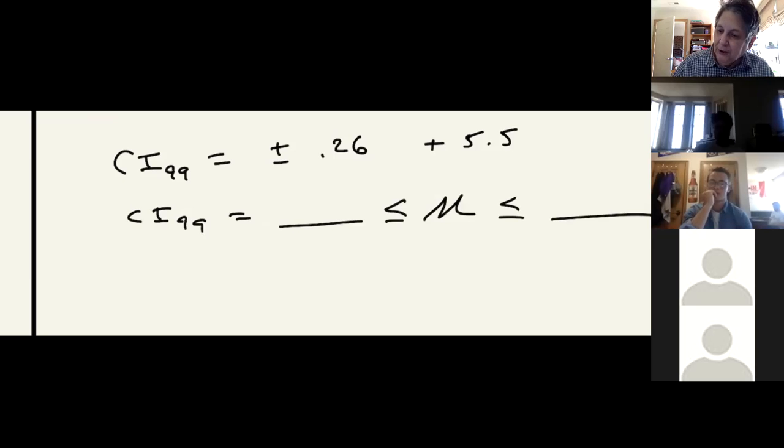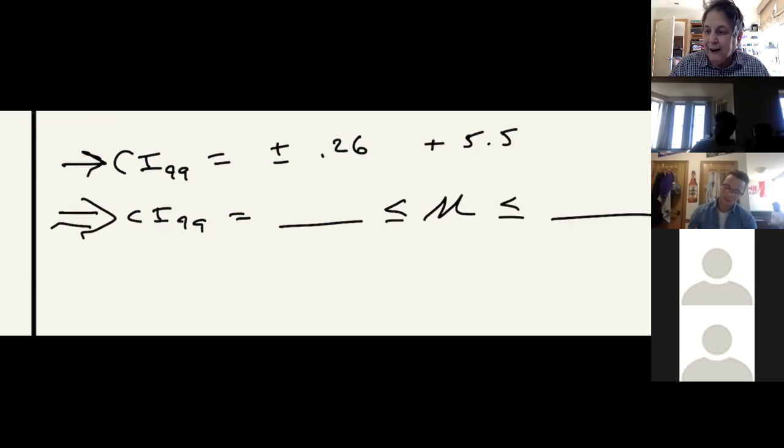They get this last line right here, but they can't give the answer because they don't really know what they're doing. We're trying to come up with the range of numbers within which we can be 99% sure is the population mean. And we do that by subtracting 0.26 from 5.5 for the low number and adding 0.26 to 5.5 for the top number. That's what that plus and minus means. It means you're going to do 2 operations. You're going to subtract it, get that number, and you're going to add it, get that number. So what are these 2 numbers?